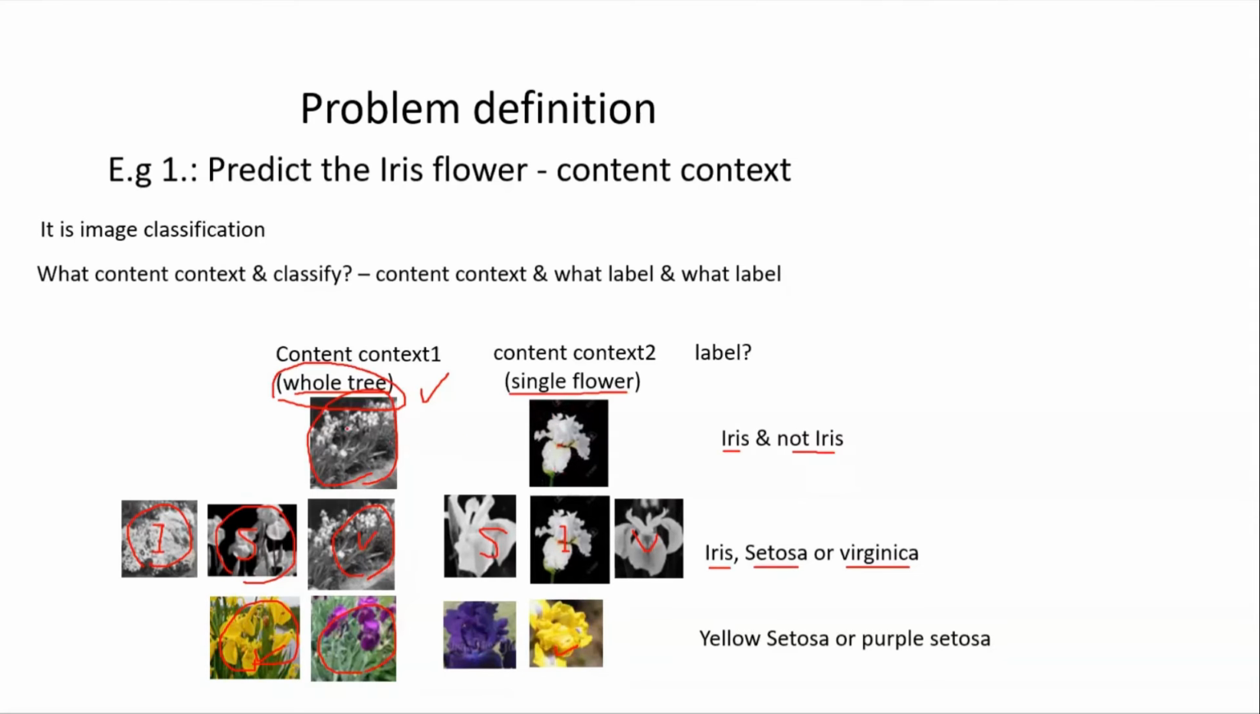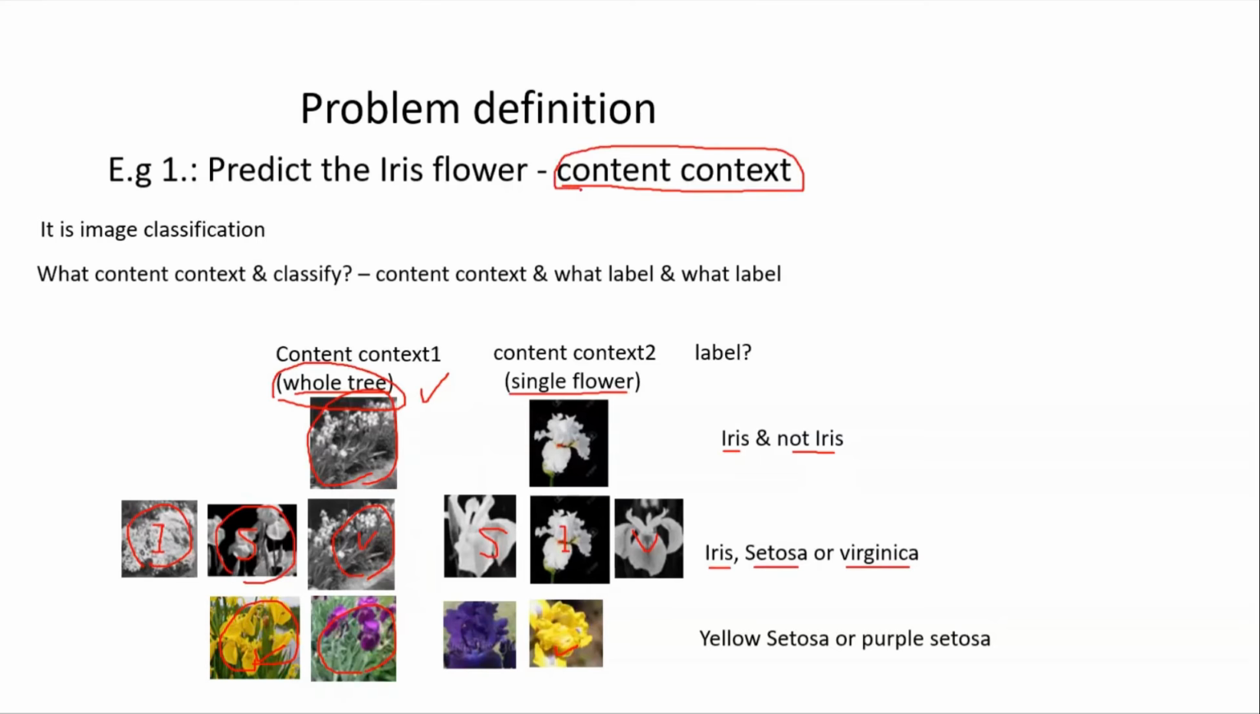You can input to the system the whole tree like this. What type of flower is this? The system also can say this is the iris flower. Okay. All right. So that's the thing. This is the problem statement, and you need to look at the context. This is important. Remember this. Make sure you fully understand this concept.